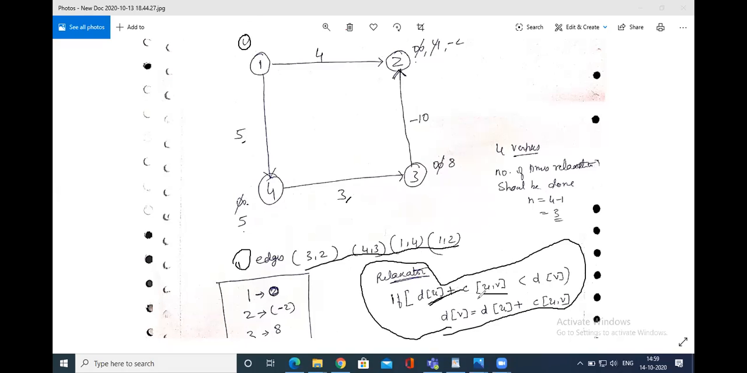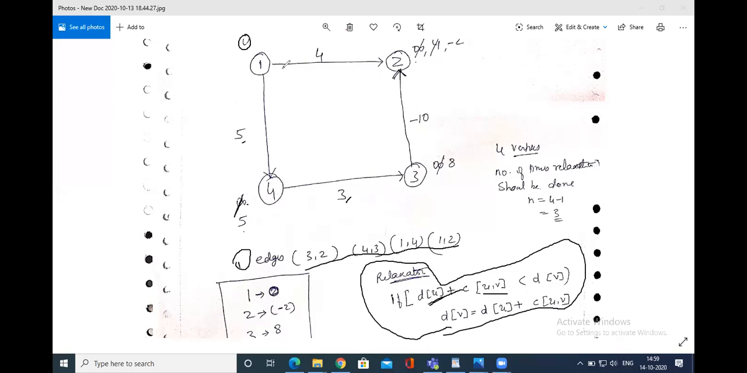Hence, what you have to do? You have to change d of v as d of u plus cost of uv. So I'll replace it with 0 plus 5 here. I'll cross out the infinity and replace it with 5. Now the cost at vertex 4 is 5. So we completed 1, 4. One more edge we have to complete for the first relaxation. I'm stressing here, this is the first relaxation.